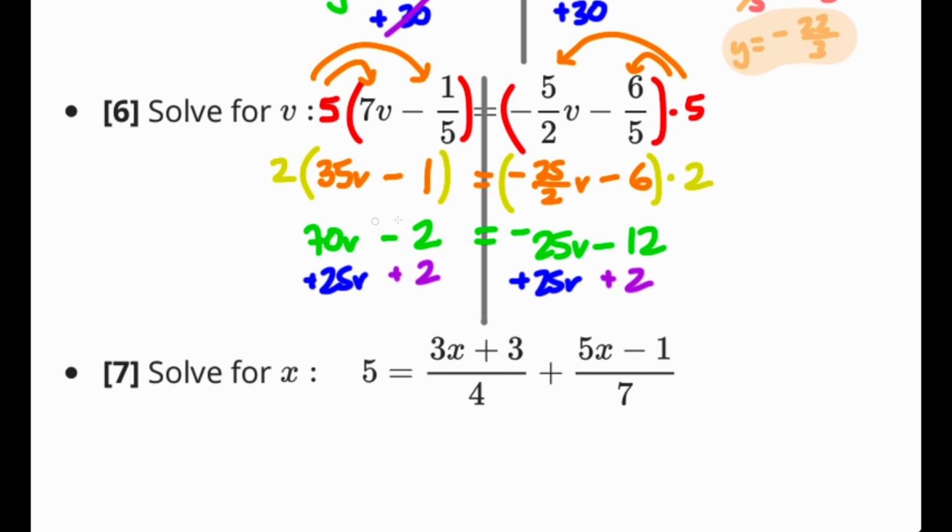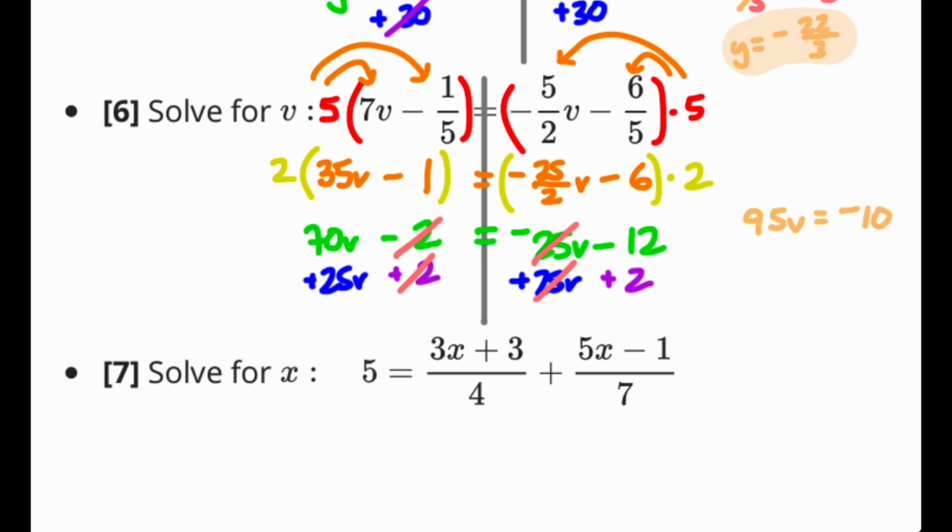essentially what I did here is I got rid of the 2 here, and I got rid of the negative 25v there. So now you'll notice the left side has v's, the right side does not have v's, which is perfect because that's what we're trying to solve for. So you end up with 95v is equal to negative 10.